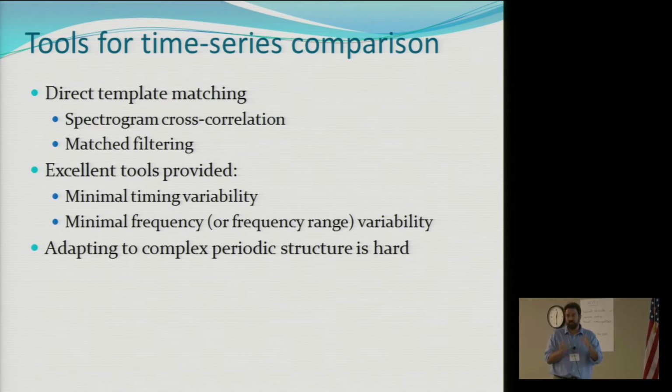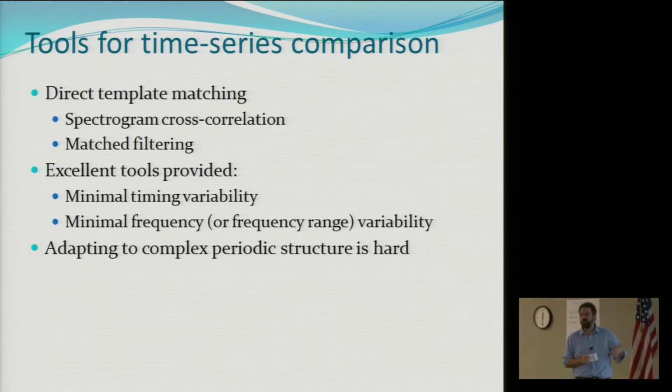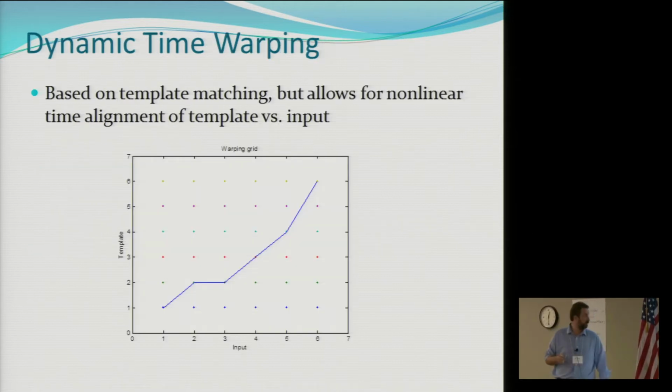If you've looked at bird calls across different individuals, they have frequency shifts based on their individual behavior or individual vocal characteristics. That will cause a spectrogram cross-correlation to just blow up as well, and you may need to normalize or figure out ways to address that. If you want to adapt that to complex periodic structure, like taking a bunch of spectrograms and stitching them together so you have, you know, AAABB, it gets very complicated. It's not really designed to do that in the way that a hidden Markov model is, as I'm going to show.